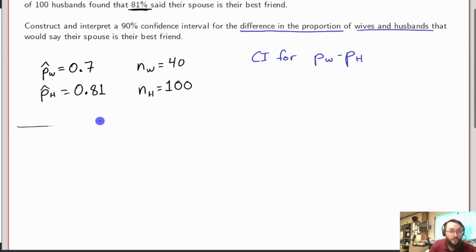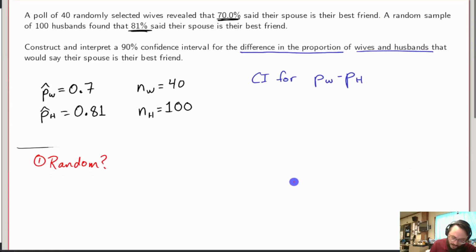So of course we should, in general, check the conditions. First condition, are our samples random? Yes, randomly selected, a random sample. We would want to write that: randomly selected, random sample.